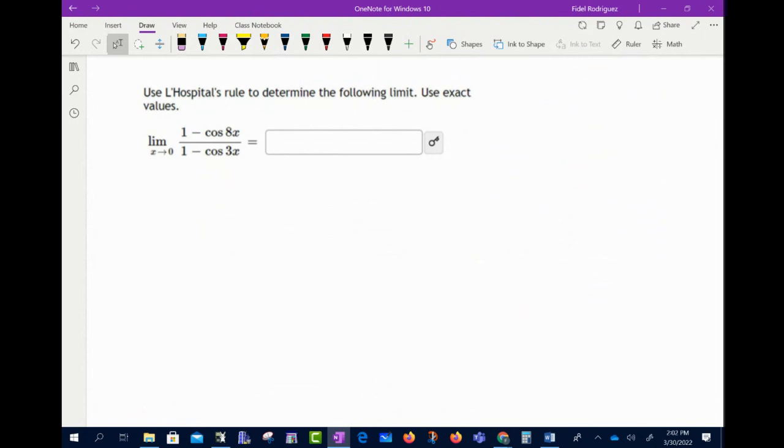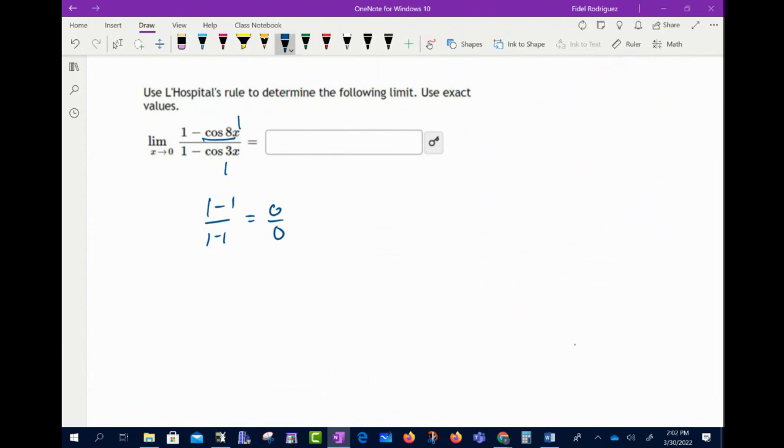Okay, let's take a look here, y'all. Let's try the next one. So look, we're taking the limit as x goes to 0. Remember, cosine of 0 is going to give me 1. So this is going to be 1 minus 1 over 1 minus 1. There's my indeterminate form. Okay, so we're going to do L'Hopital's rule.